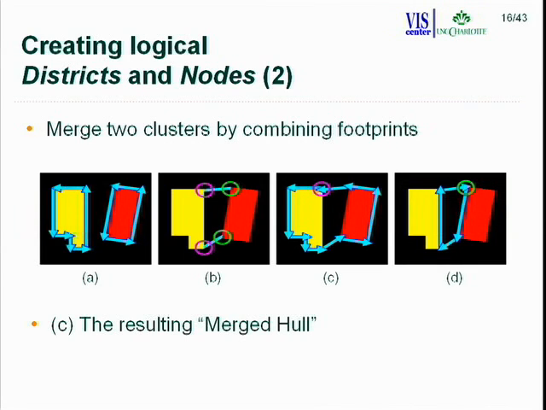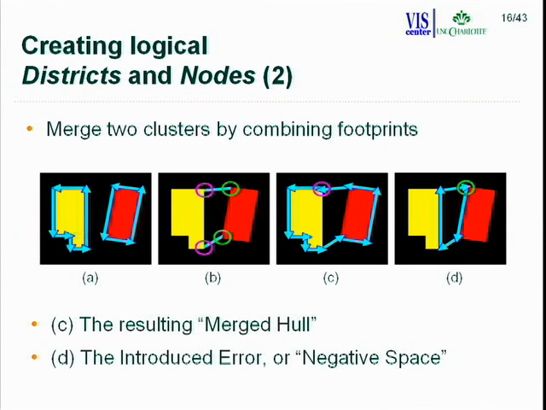Now, it's interesting to note that when we start with a different vertex, and again, in the counterclockwise fashion, what we get back is what we call the negative space, or you can think of it as the error that's introduced by merging these 2 hulls together. And this is actually very important because the negative space is what we end up using in determining what model to render later down the process.